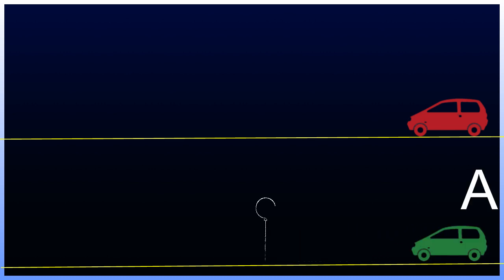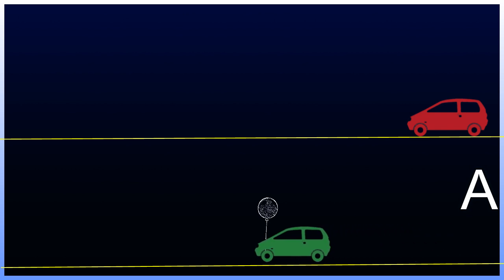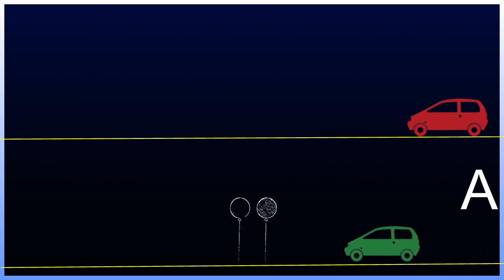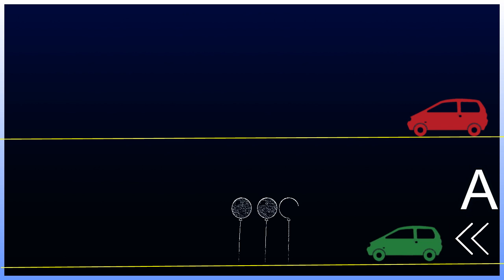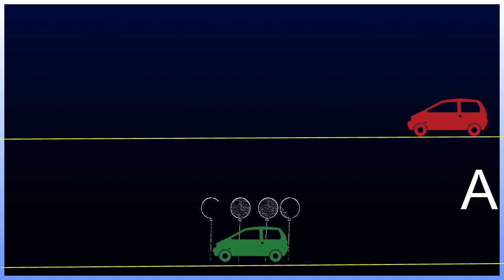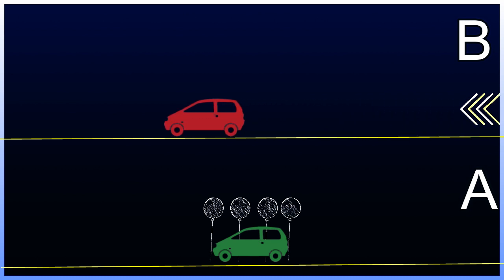We will push car A with small force. Repeat the trial 4 times and record data in the table. And we will push car B with greater force. Repeat the trial 4 times and record data in the table.